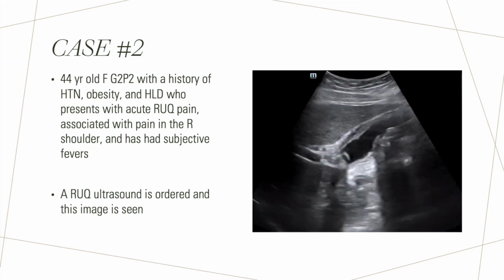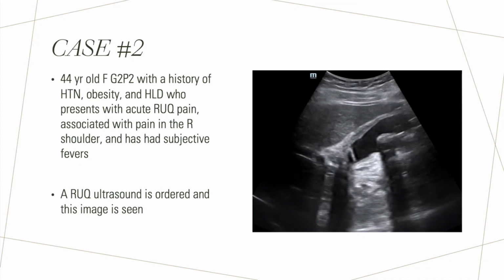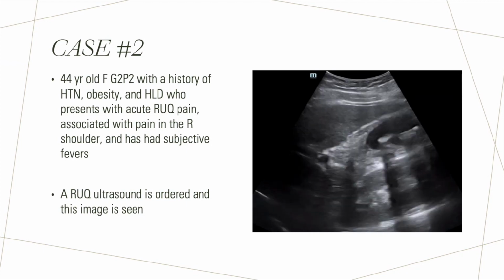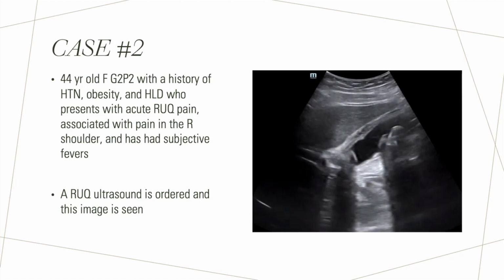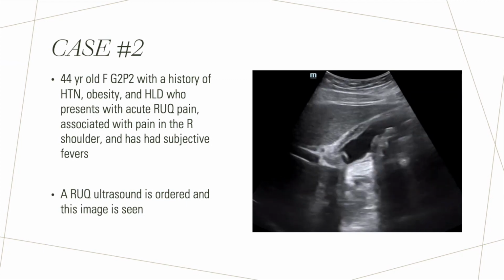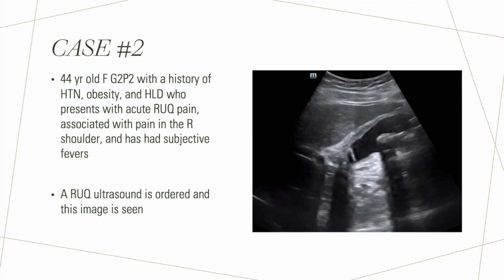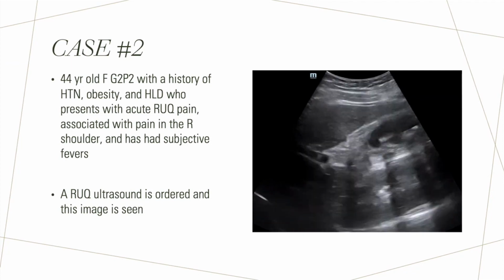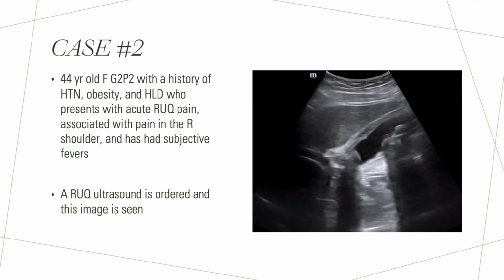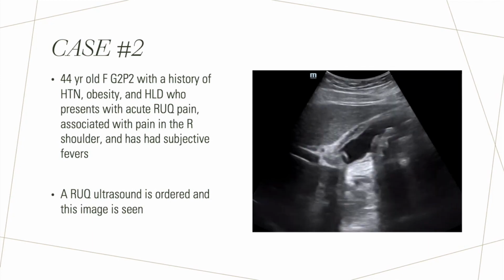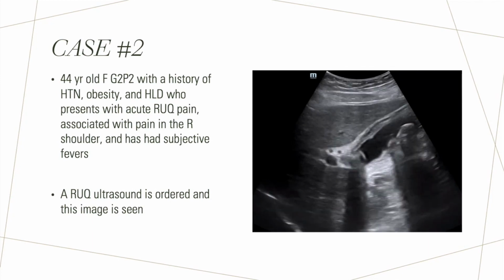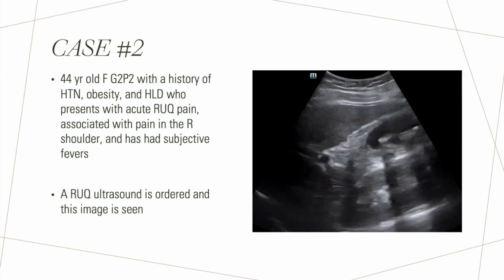Case number 2. So we have a 44-year-old female, G2P2, with a history of hypertension, obesity, and hyperlipidemia, who presents with acute right upper quadrant pain associated with pain in the right shoulder and has had subjective fevers. You do a right upper quadrant ultrasound, and this is what you're seeing when you're imaging the patient.